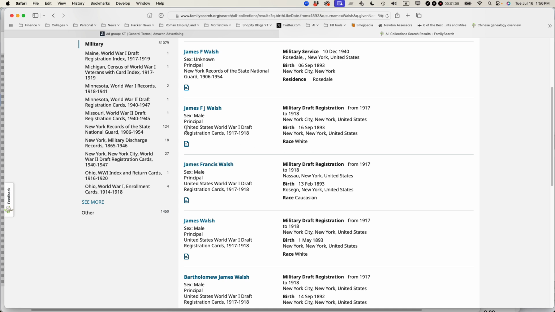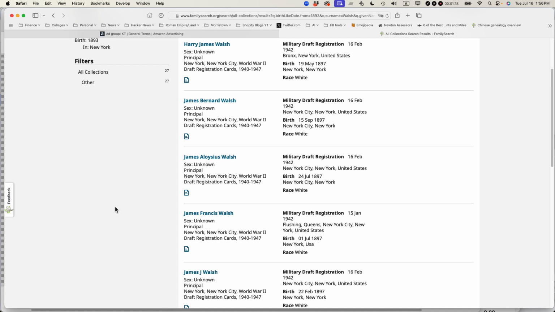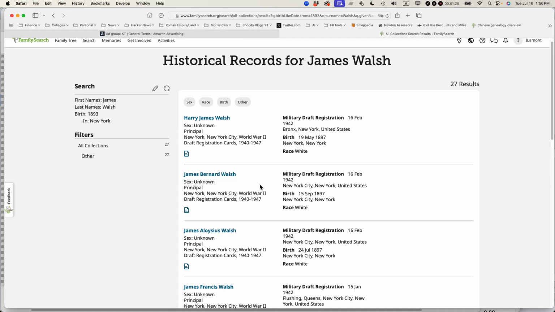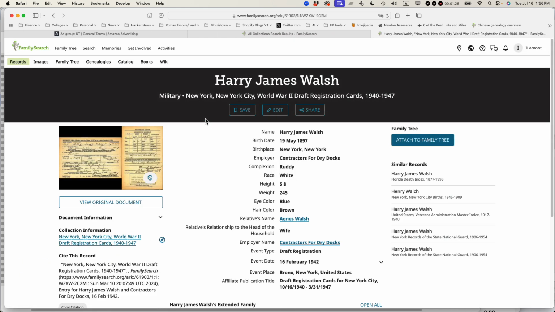These are World War I draft registration cards. If you scroll down, sometimes you can see World War II, or use these records. You just click here, New York City draft registration cards for World War II. And like Harry James Walsh. Let's take a look at Harry James Walsh. It's not my James Walsh, but the information on it is so key.